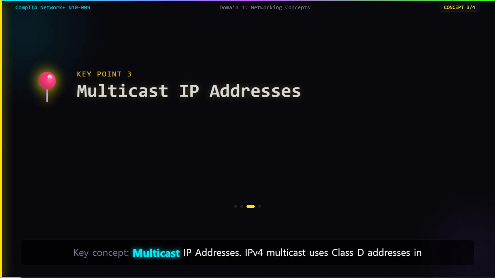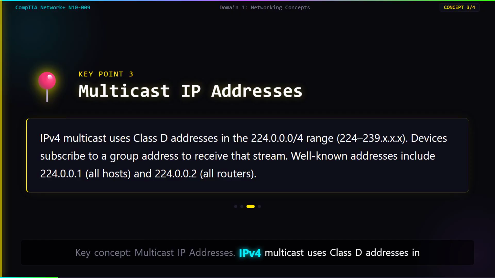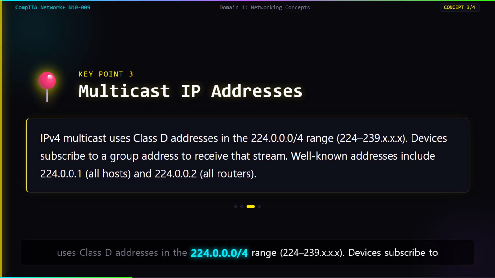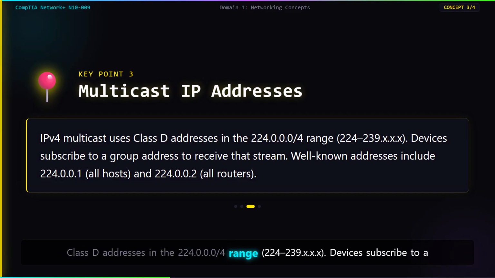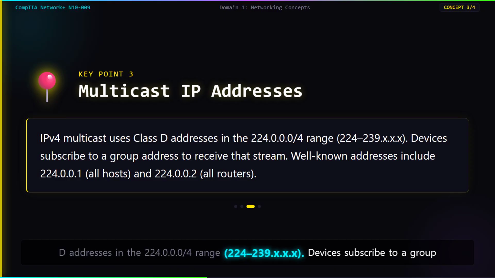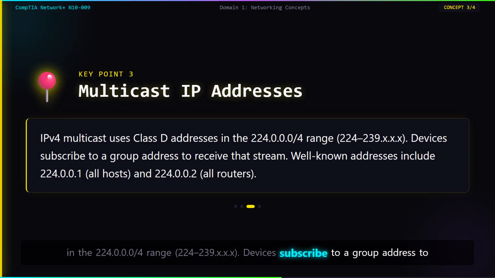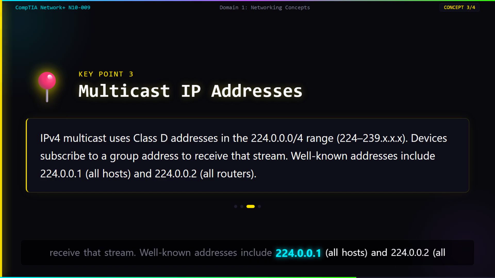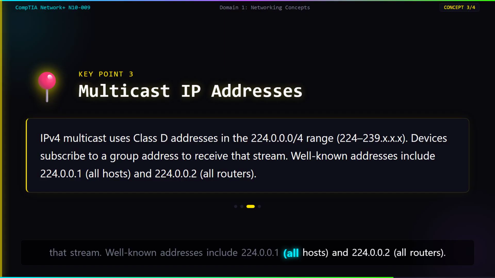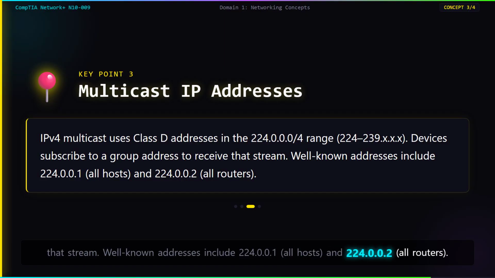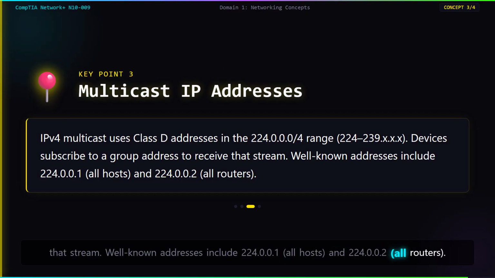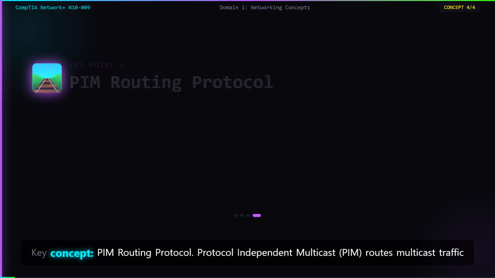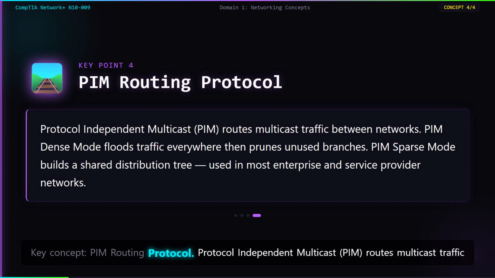Key concept: Multicast IP Addresses. IPv4 multicast uses Class D addresses in the 224.0.0.0/4 range, 224 to 239.x.x.x. Devices subscribe to a group address to receive that stream. Well-known addresses include 224.0.0.1, all hosts, and 224.0.0.2, all routers.